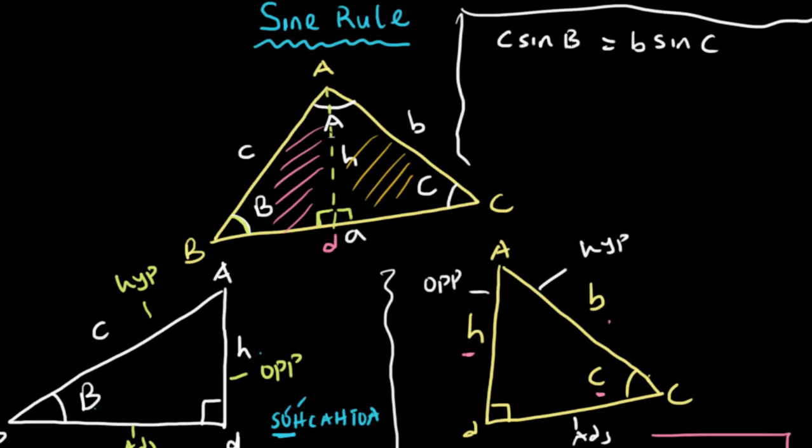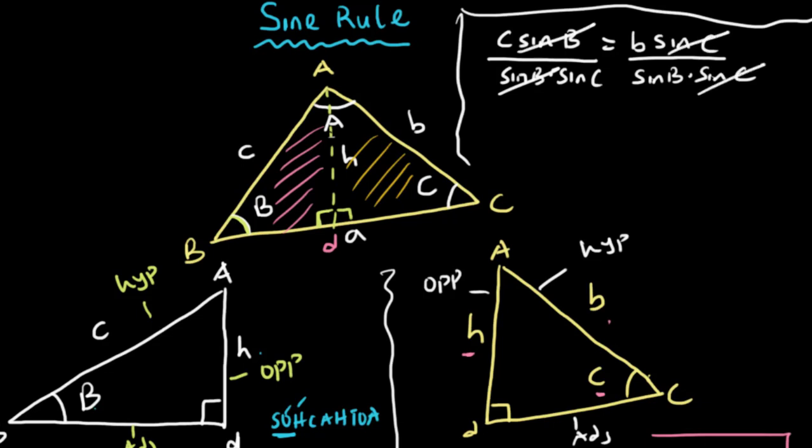Now we can do something interesting here. We can divide both sides by sine B times sine C. So we divide both sides by sine B times sine C. Sine B will cancel sine B. Sine C will cancel sine C. So we are left with C over sine C equals B over sine B. Can you see? It's interesting.